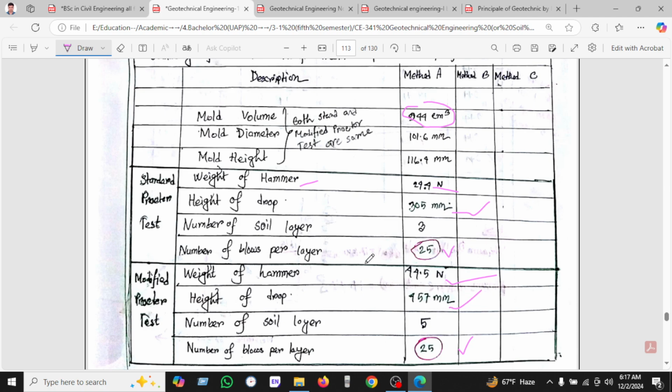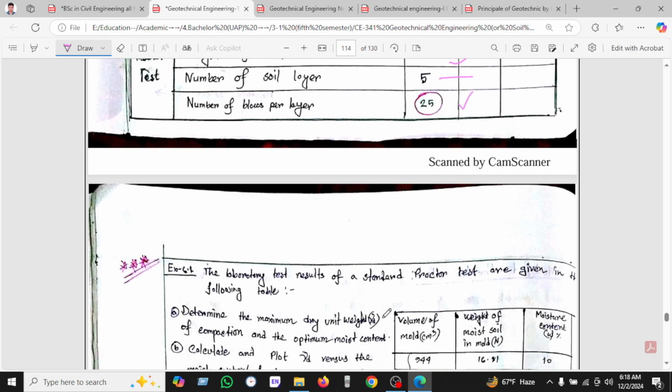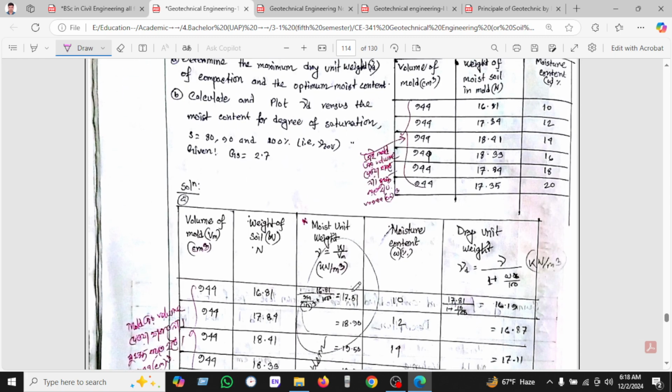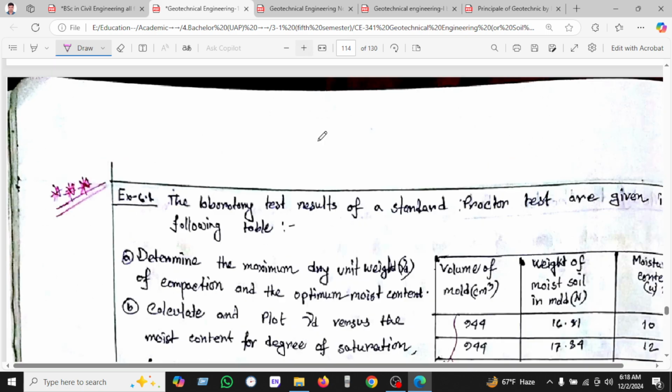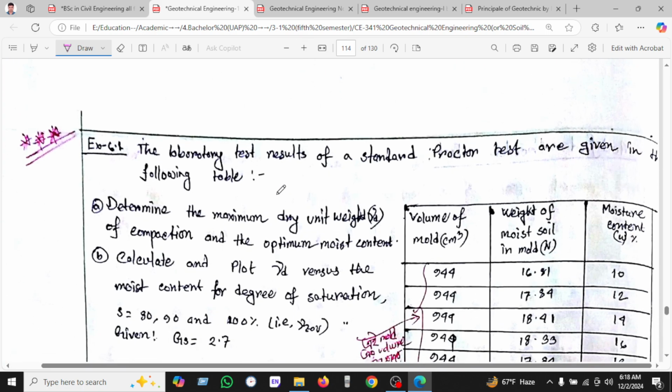The number of soil layers is 3 in the standard test, and we can see here another, 5. So this is our last math example. Let's see the math example.